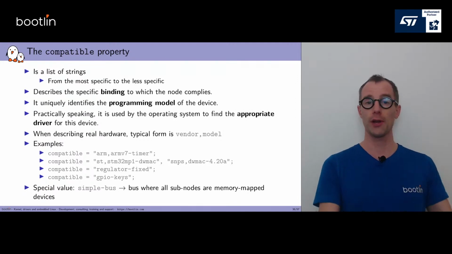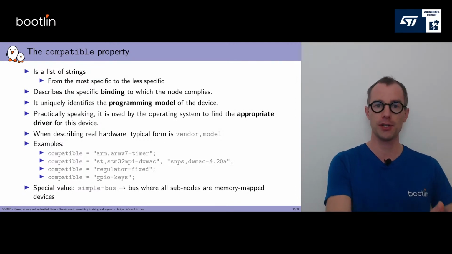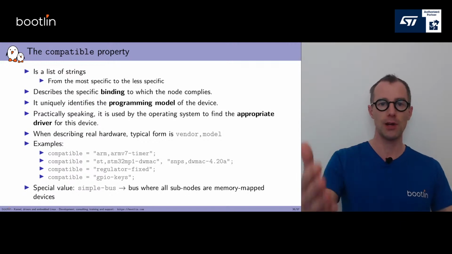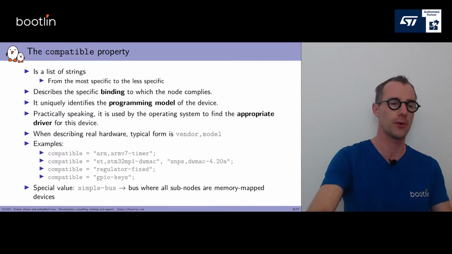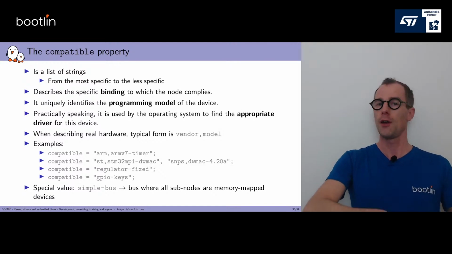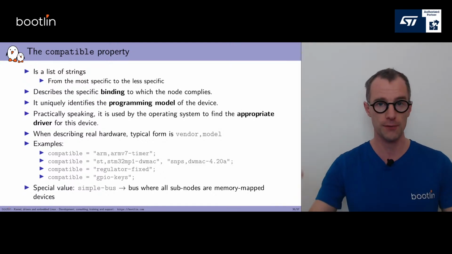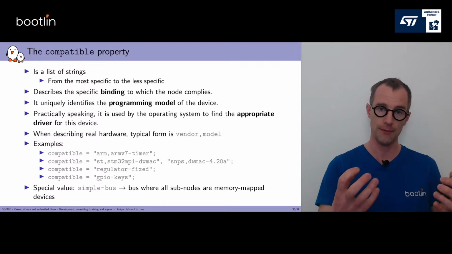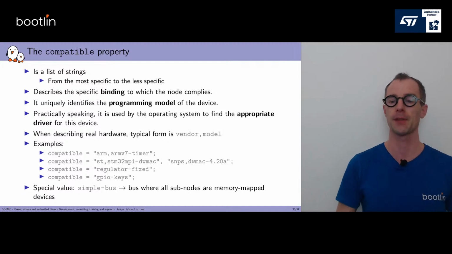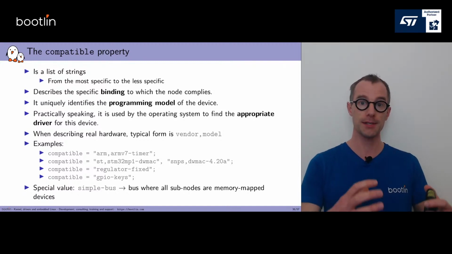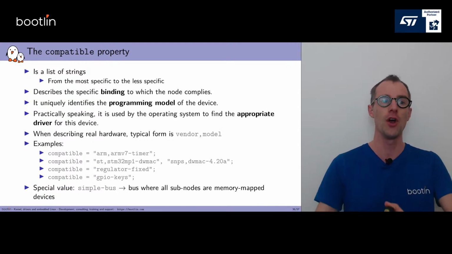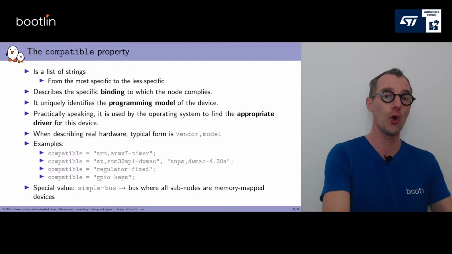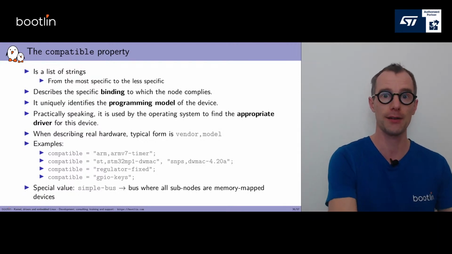You have an audio codec. It has maybe registers at offset 0, 4, 8, 12, 16. The first register is for controlling the volume. The second one is for controlling the routing of the audio. The third one is for controlling the clock of something in your audio codec, and so on. So they have a meaning, they have a semantic. And this is what we call the programming model of the device, what a driver for this device needs to know to program and interact with that device.